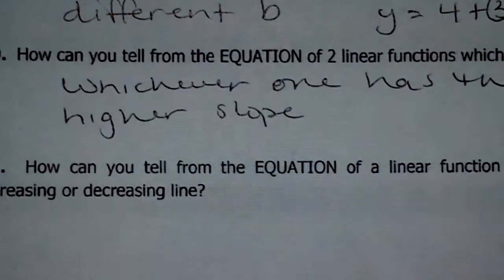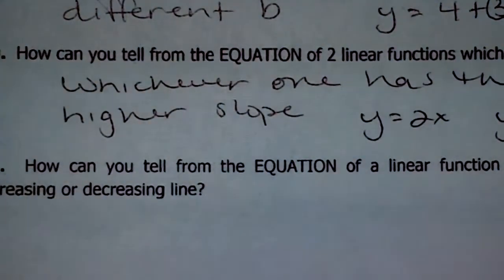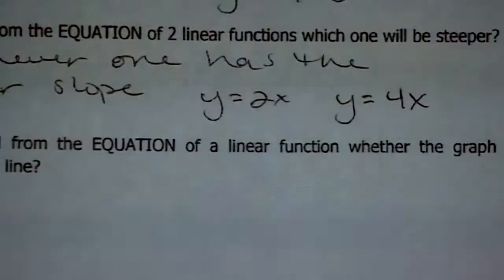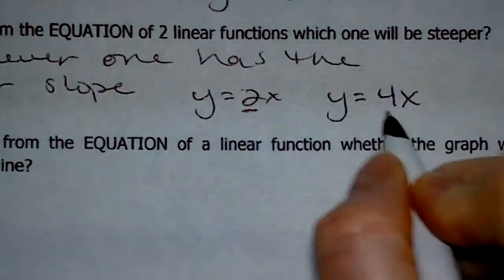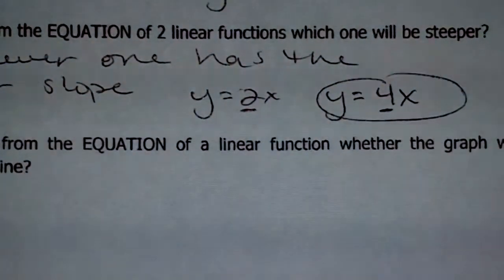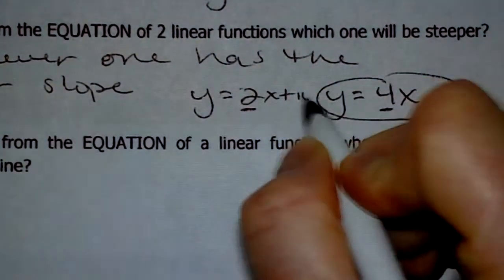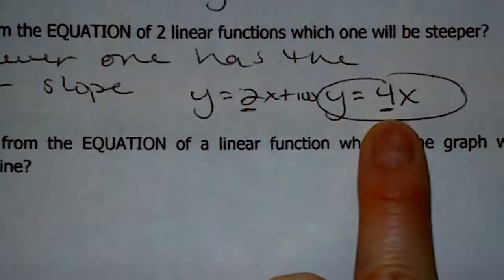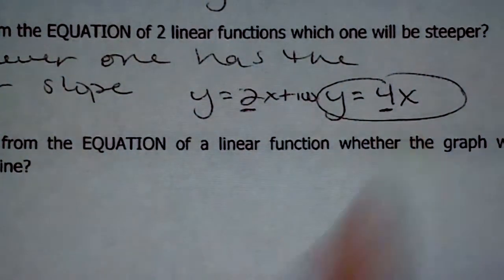So for example, if I said y equals 2x and y equals 4x, and I asked you, hey, which one of those would be steeper? You would say, okay, this one has a slope of 2, this one has a slope of 4. It's going to be this one. It has nothing to do with the number that's added. It has everything to do with the slope. So don't look at the y-intercept to tell you which one's going to be steeper. This one could be y equals 2x plus 100. And this would still be steeper because it has nothing to do with the starting point. It has everything to do with the rate that the line is going up by.